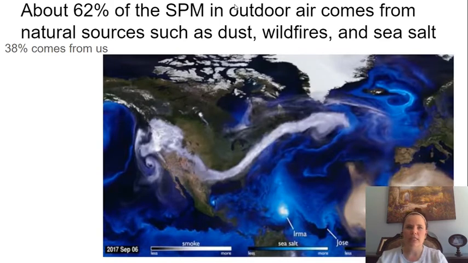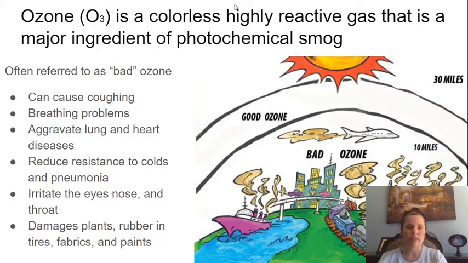About 62% of the suspended particulate matter in outdoor air comes from natural sources such as dust, wind, wildfires, and sea salts. 38% comes from us. So 62% is already here. The sea salt stuff, I had no idea that that was a big deal, but evidently that's a pretty big deal.